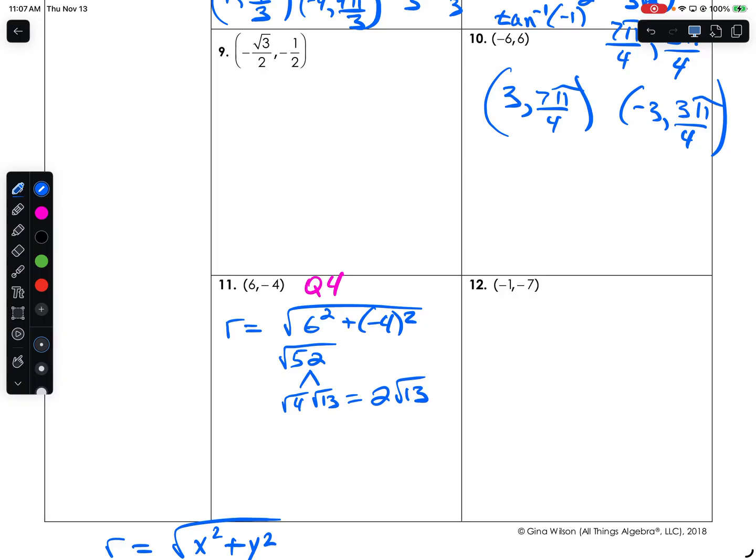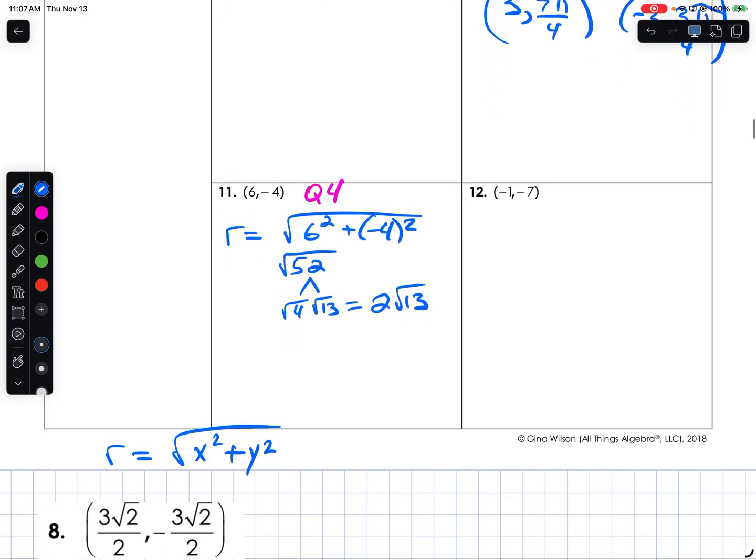Why do you want to break it apart? You just always have to simplify square roots. Every single time you see them, if you can simplify, you got to simplify. Just an annoying math rule, essentially.